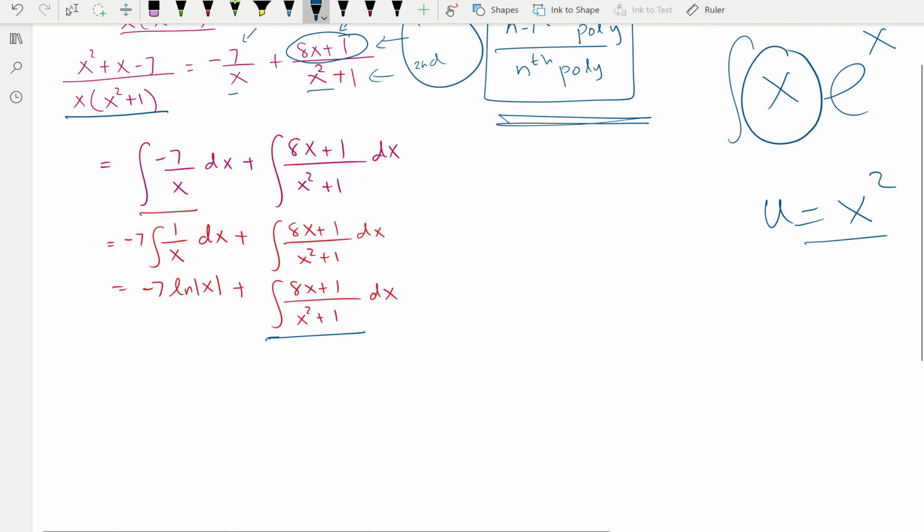Well, here I'm going to say my substitute is going to be x squared plus 1. Now that's a second degree polynomial. What's the derivative of x squared plus 1? It's 2x, a first degree polynomial.